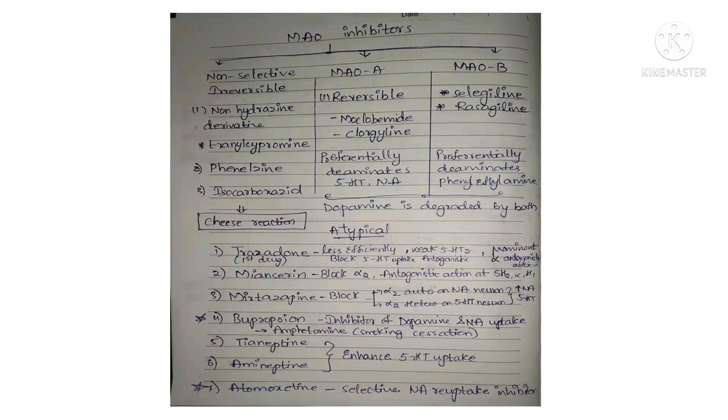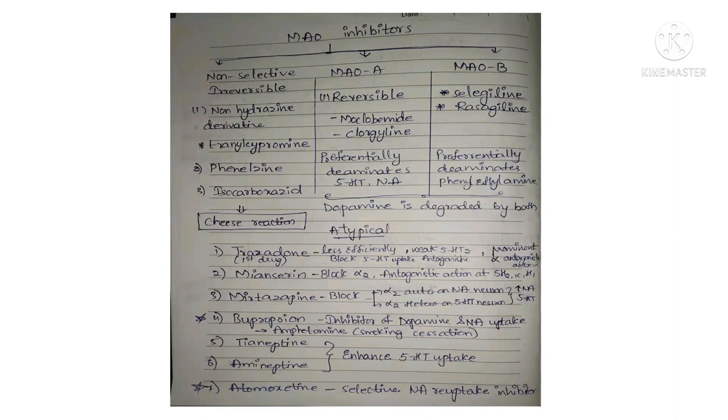And also it is a prominent alpha antagonist. Trazodone is mainly, preferentially, an alpha antagonist, whereas it is a weak 5-HT blocker and antagonist. And mirtazapine blocks alpha 2 and shows antagonistic action at 5-HT2 and also histamine receptors. Mirtazapine blocks alpha 2 autoreceptors on norepinephrine and alpha 2 heteroreceptors on serotonin neurons. So what happens is there is an increase in norepinephrine and serotonin.